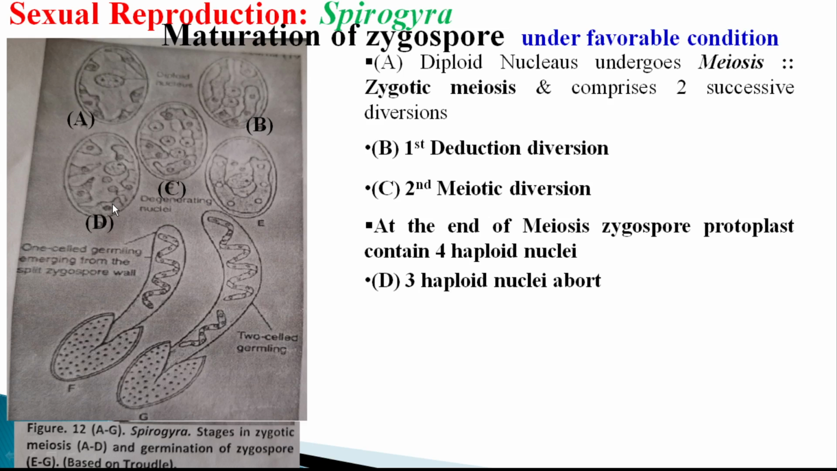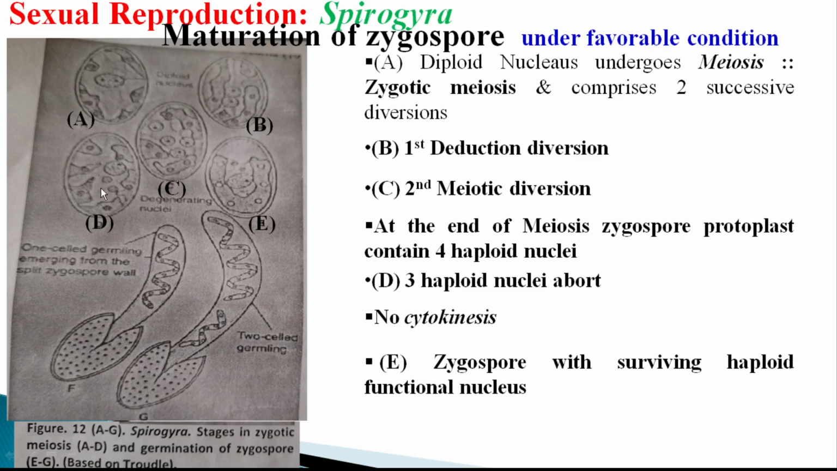And of course, as usually happens after meiosis, cytokinesis generally takes place in the majority of plant species, but here very distinctly it is observed that there is no cytokinesis, and this is a point to remember. The surviving haploid nucleus is considered the functional nucleus. And this zygospore, containing the surviving haploid nucleus, will further germinate to give rise to a single filament.